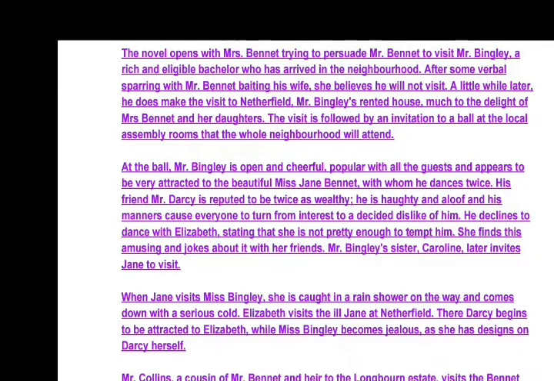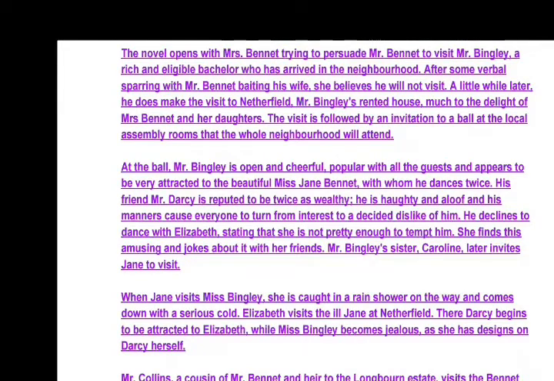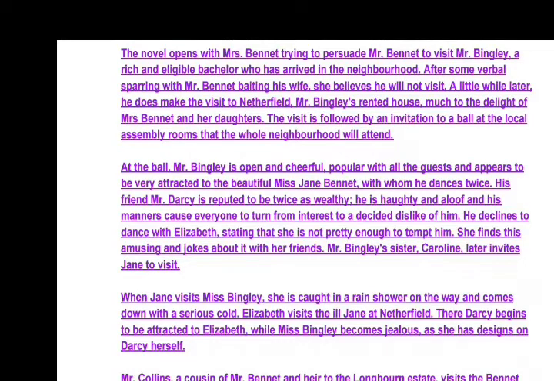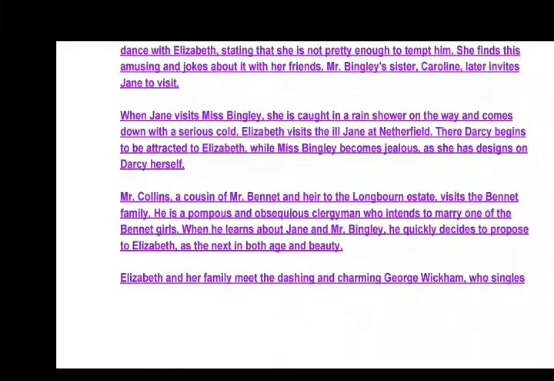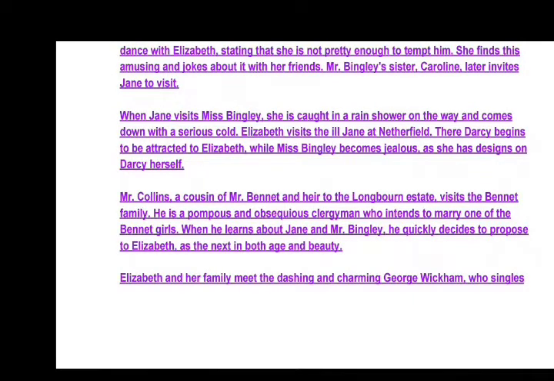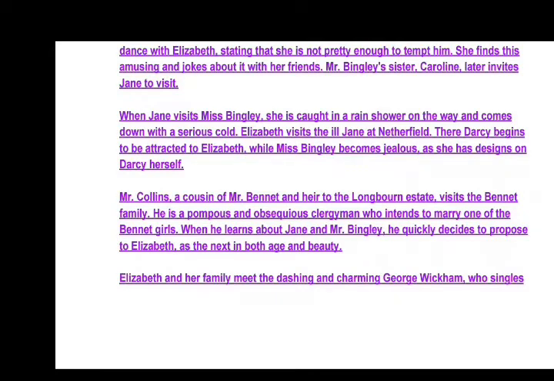He declines to dance with Elizabeth, stating that she is not pretty enough to tempt him. She finds this amusing and jokes about it with her friends. Mr. Bingley's sister, Caroline, later invites Jane to visit. When Jane visits Miss Bingley, she is caught in a rain shower on the way and comes down with a serious cold. Elizabeth visits the ill Jane at Netherfield.